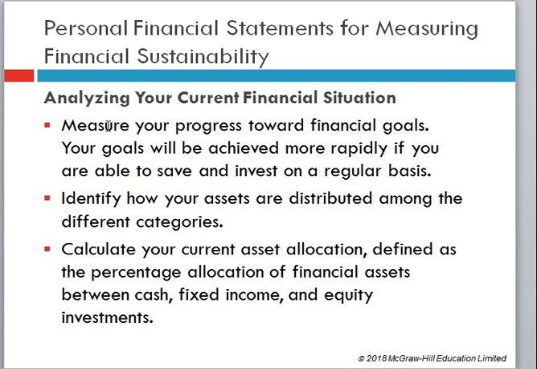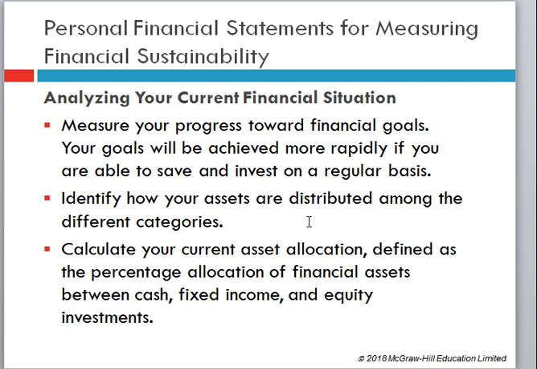Analyzing financial statements. Now measure your progress towards financial goals. Are you achieving your financial goals? So let's say my goal is to have $1 million in net worth by the time I reach 45. I'm currently 29. So how do I get there? What is my progress? What is my current net worth? So you can measure that progress through financial statements.